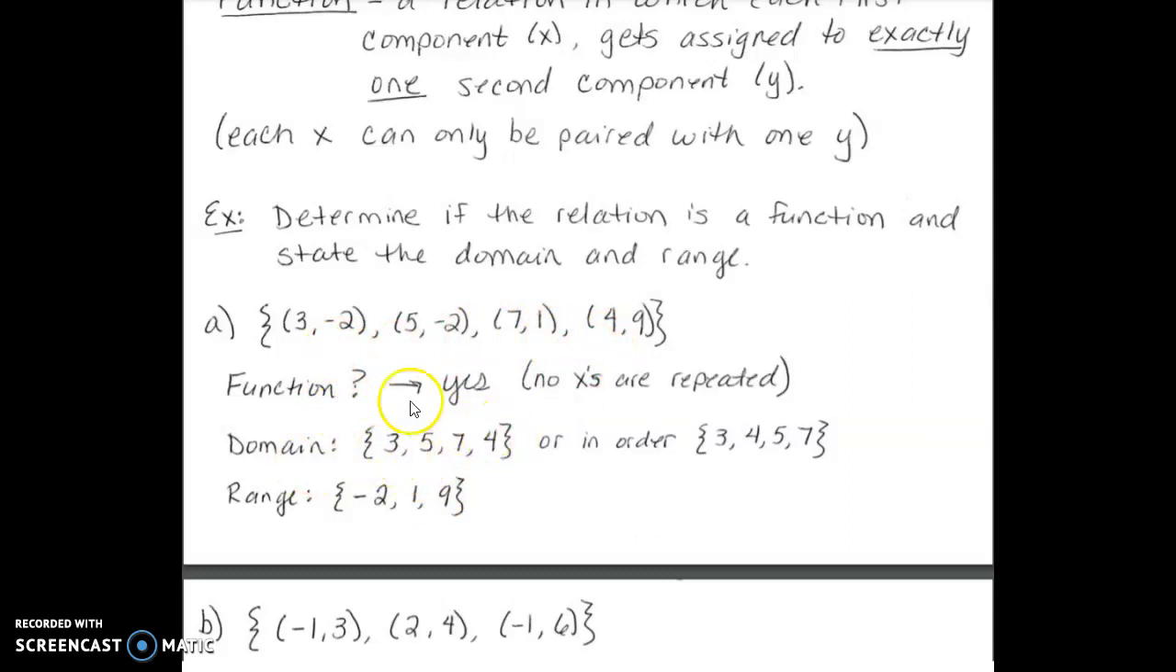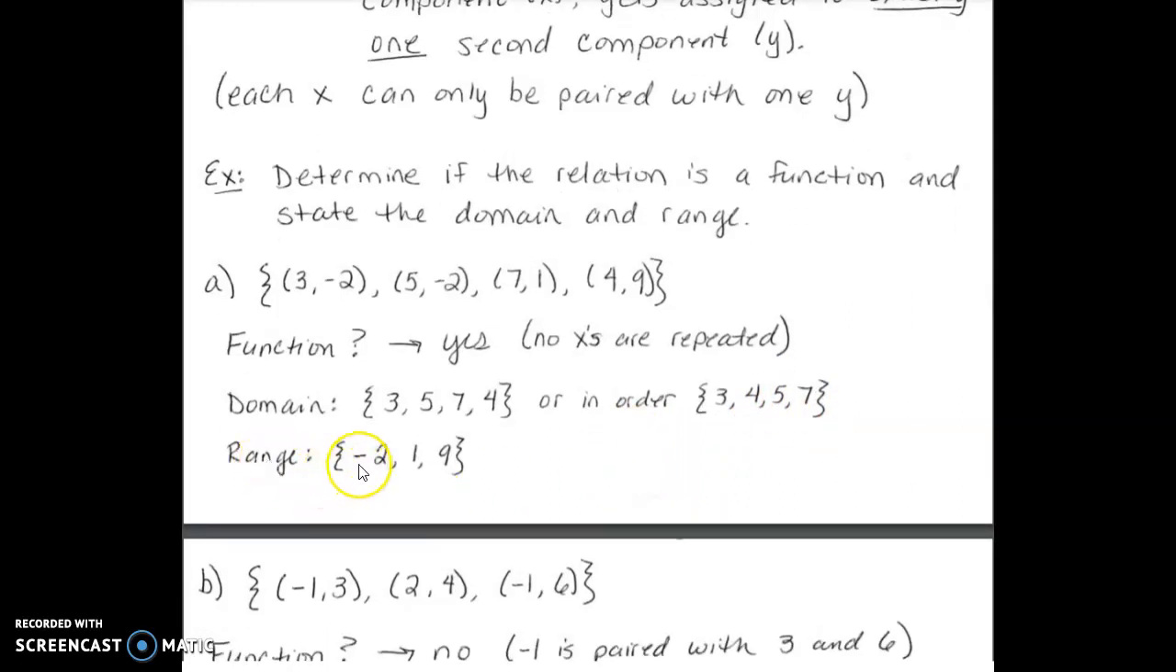So inside of these set braces, we're going to list all the first components, or x values, 3, 5, 7, and 4. In MyMathLab, if they tell you that that's wrong because it's not in order, it just means to reorder them from smallest to largest, 3, 4, 5, 7.